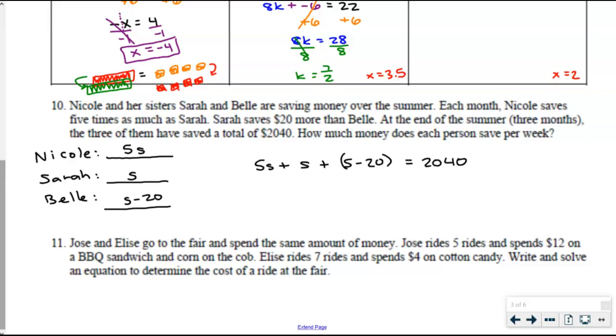And this is what was so funny about the test version of this that I gave you. It was bolded, italicized, and underlined, and most of you still ignored it. At the end of the summer, which is 3 months. Because read the problem. Nicole and her sisters are saving money over the summer. Each month, Nicole saves 5S. And each month, Sarah saves S. And each month, Belle saves S minus 20. So, what changes do I need to make here, Maverick?